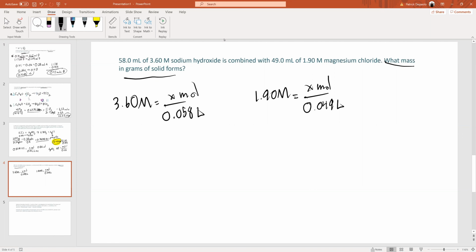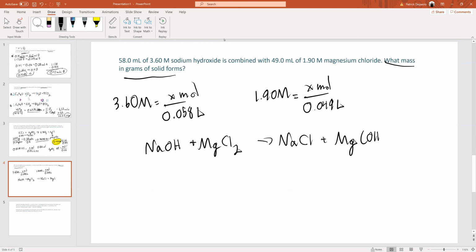Some of these questions may not be as obvious as writing an equation, but if you have things that are combined, reacted, combusted, then those all revolve around a chemical equation. So let's write the chemical equation. NaOH plus MgCl2, right? Magnesium chloride is MgCl2 because Cl is -1 and Mg is +2. When you react these, you'd have NaCl plus Mg(OH)2 because hydroxide is a -1 charge.